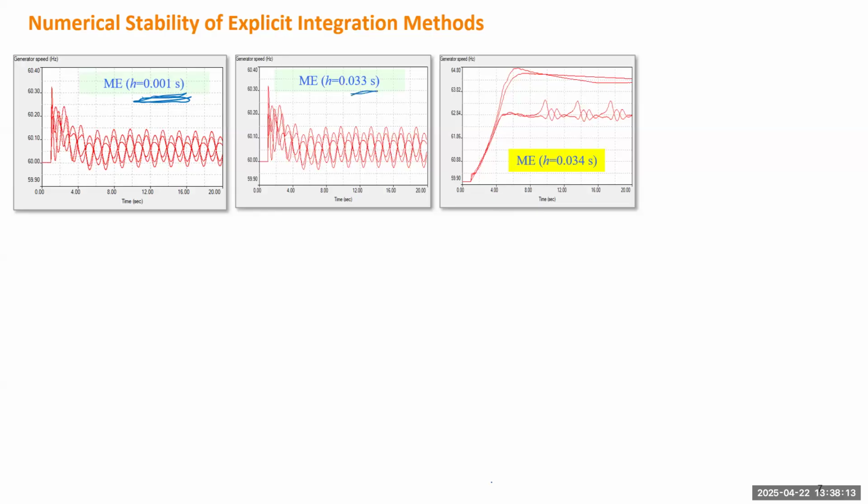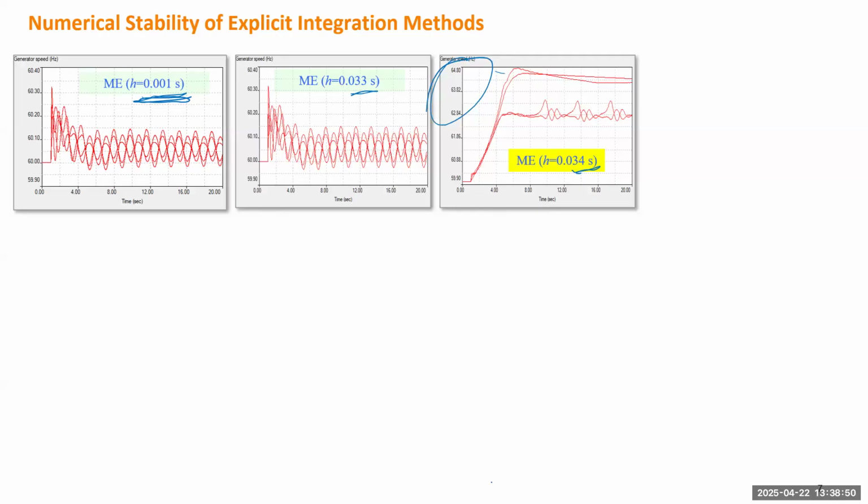Next, I can increase the time step by 33 times. So now the time step is 0.033 seconds. You almost cannot see any difference between the first and second plot. For the third one, I further increase the time step by 1 millisecond, to 0.034, and the system becomes unstable or insecure because I see the frequency largely go to 64 or 62 Hertz.